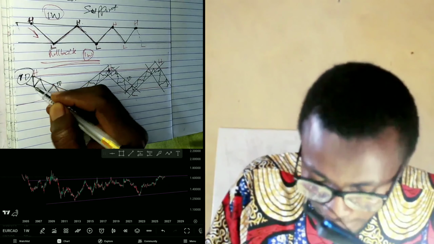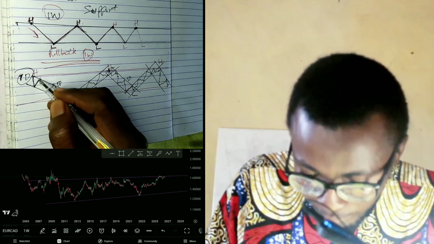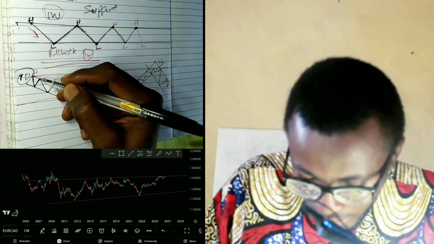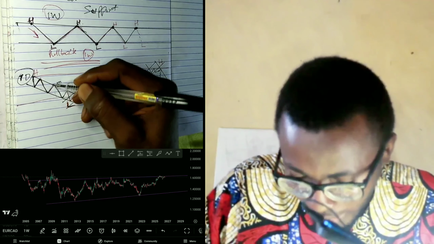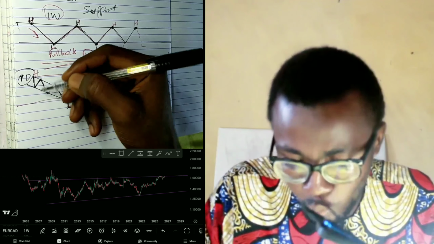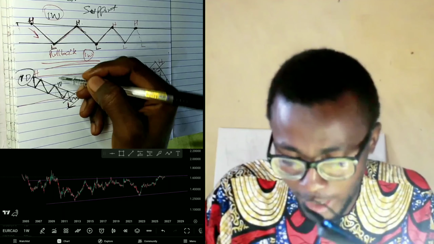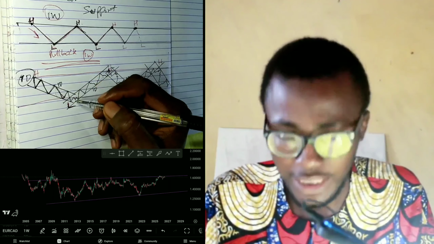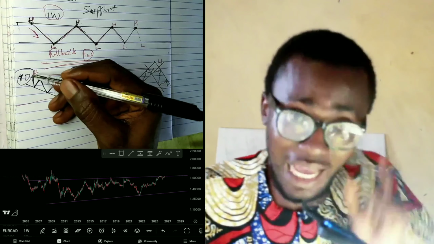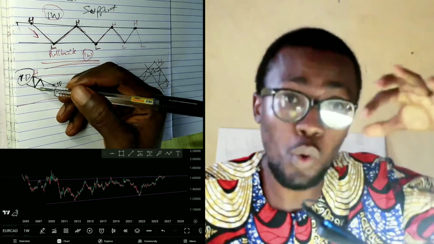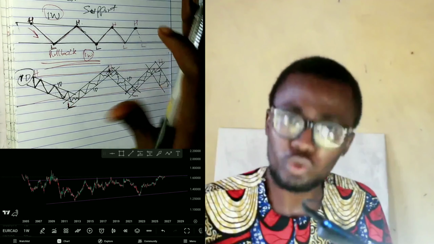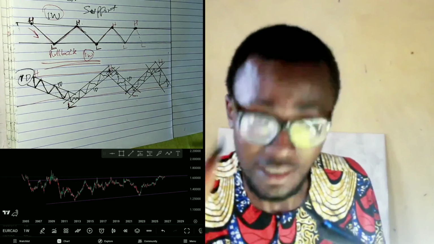So this pullback in the 1 day time frame, it goes down, it pulls back, it goes down, it pulls back, it goes down, it pulls back. That downward movement and a pullback, downward movement and a pullback is called what? A downtrend, right? But the downward movement alone in the 1 day time frame is a bounce. But when you now go down to the 4-hour time frame, it's a downtrend.